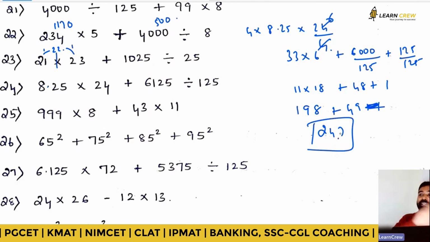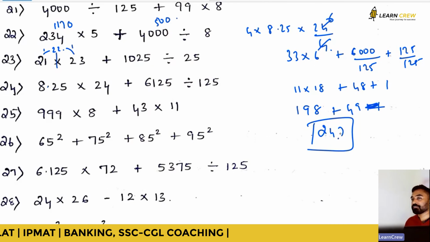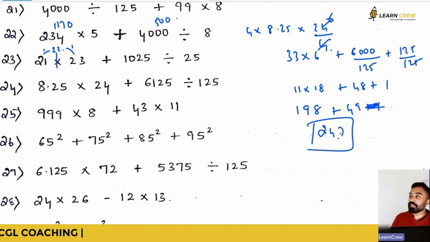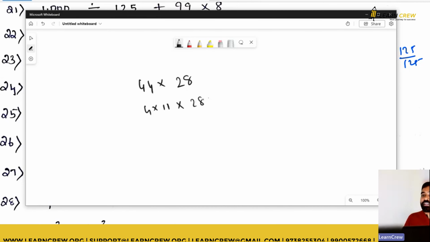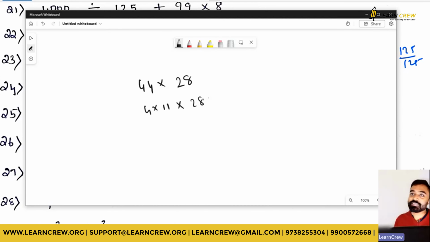Whenever you get decimals, make it a whole number, then start doing the simplification. Okay. And whenever you get multiples of 11, simplify it so that your 11 becomes easier. How to multiply a number with 11? 44 into 28. Answer is, how will you do it? 4 into 11 into 28. So 28 into 4 is 80, 96, and then what?